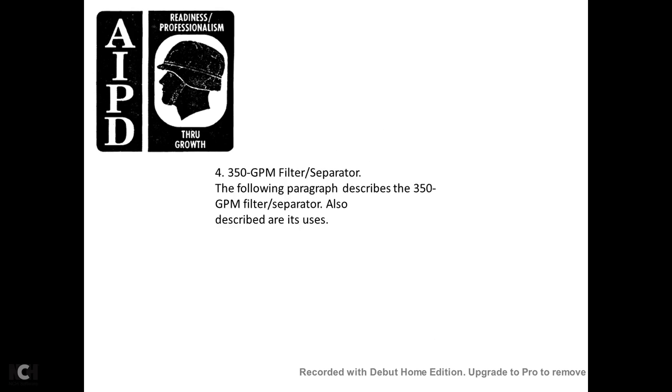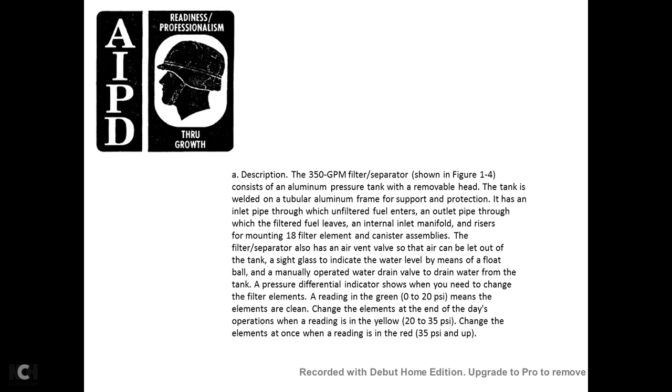The 350 gallon per minute filter separator. The following paragraph describes the 350 gallon per minute filter separator and also describes its uses. The description: the 350 gallon per minute filter separator, shown in figure 1.4, consists of an aluminum pressure tank with a removable head, as well as a tubular aluminum frame for support and protection. It has an inlet pipe through which unfiltered fuel enters and an outlet pipe through which the filtered fuel leaves. The internal inlet manifold risers mount the 18 filter element and canister assemblies.